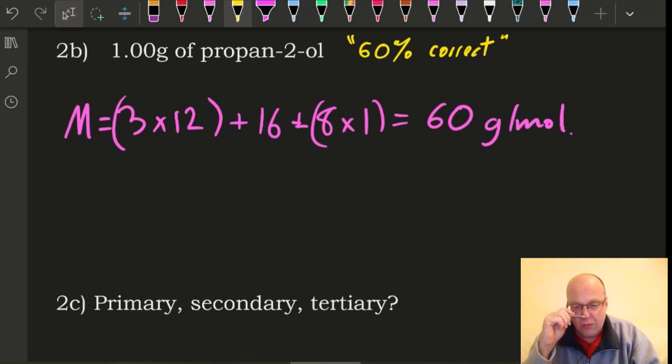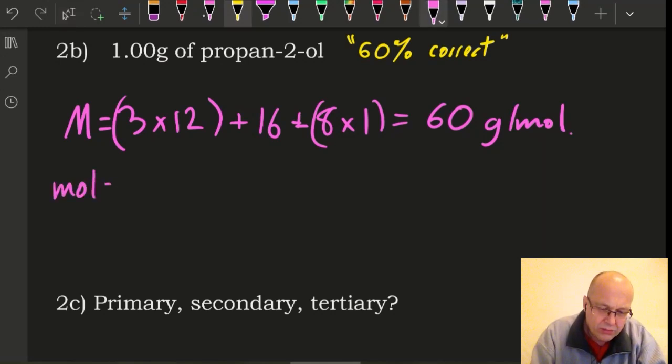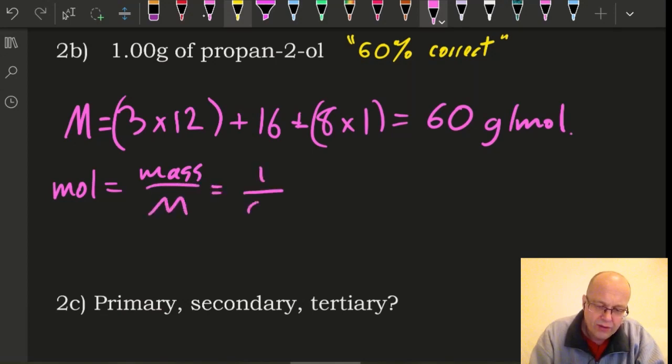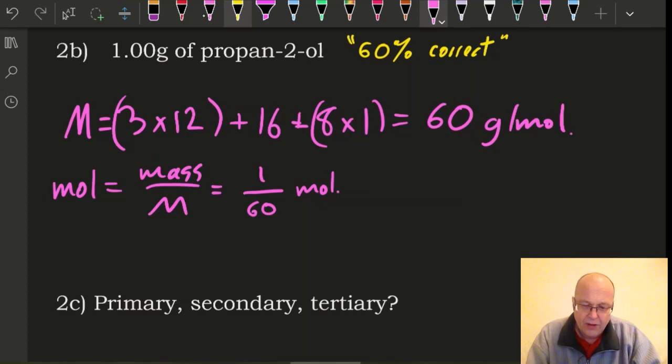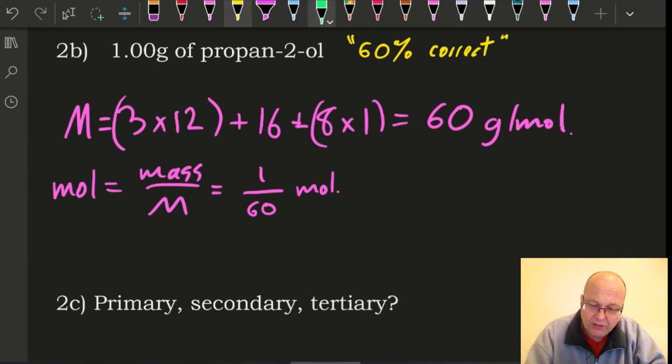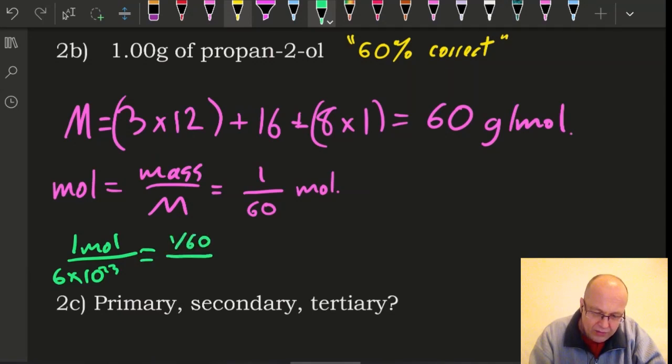So if I've got 1 gram of propan-2-ol, how many moles is that? Well, moles is mass over molar mass. And so I've got 1 over 60 moles of propanol. So how many particles in 1 mole? In 1 mole there's 6 times 10 to the 23 particles. So in a 60th of a mole, well, let's do some cross multiplication. So I know that 1 mole is 6 times 10 to the 23, again fast and loose with the sig figs. So actually now I've got a 60th of a mole. I want to know how many particles I have. Let's say particles.